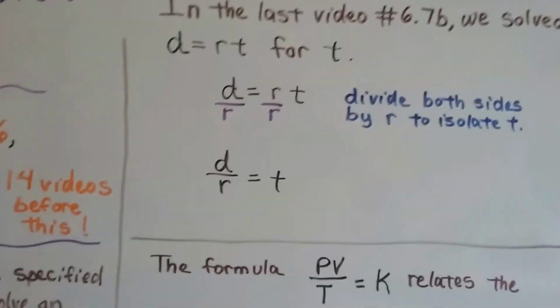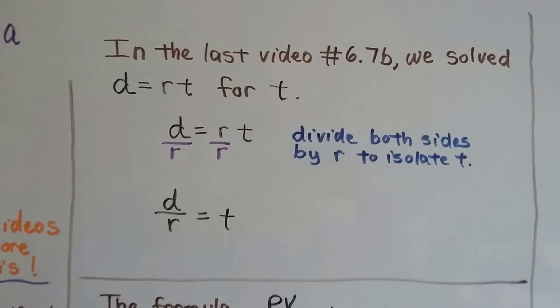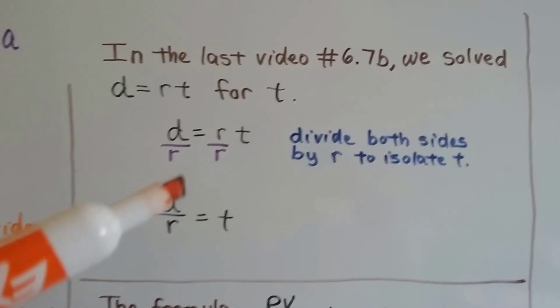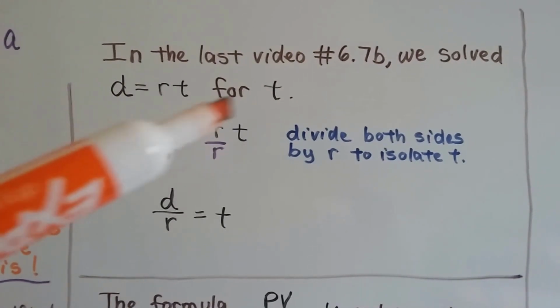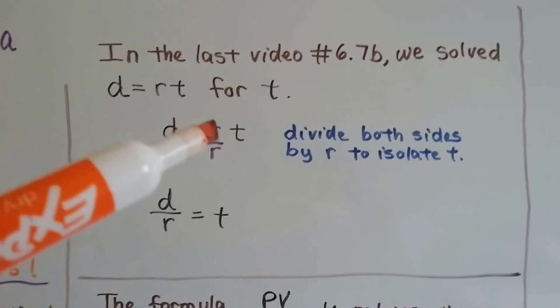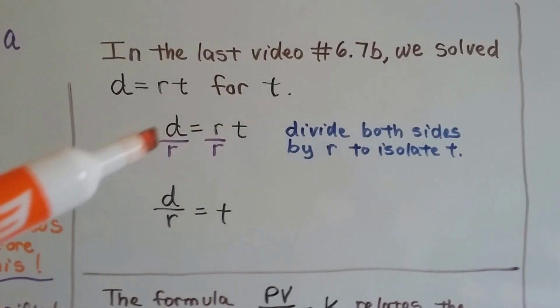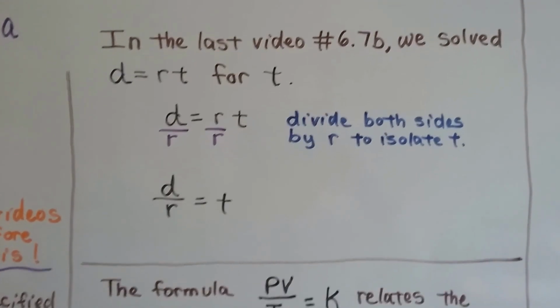So in the last video, we did this with d equals rt, the distance equals rate times time, didn't we? So we could solve this for t. Right now it's set as d equals. So we want it to be t equals. So all we have to do is divide both sides by the r. That creates a 1, and now we have d over r equals t. We've solved it for t.